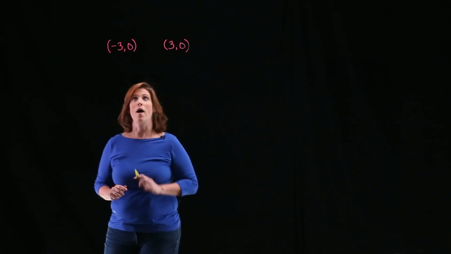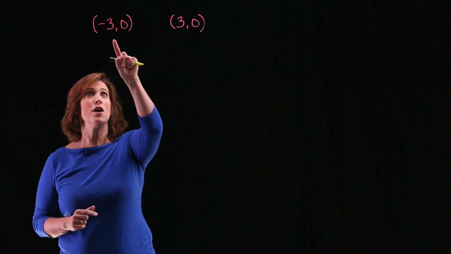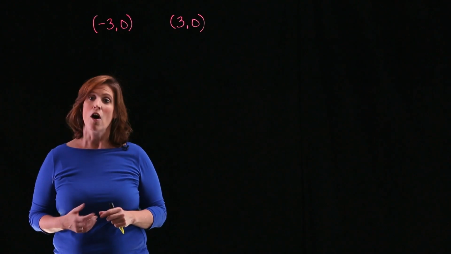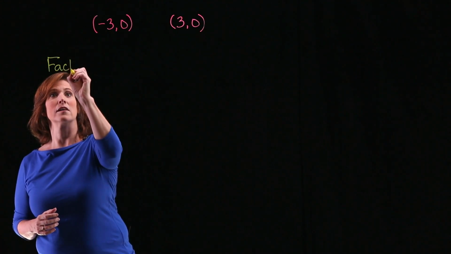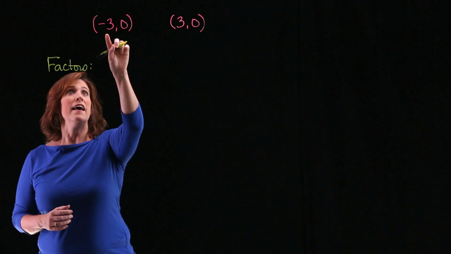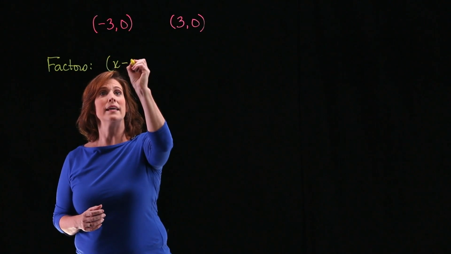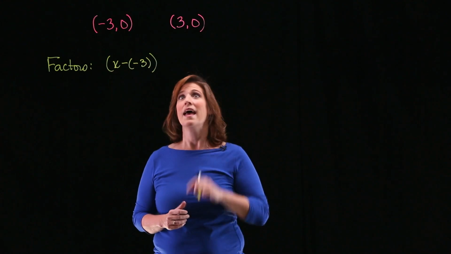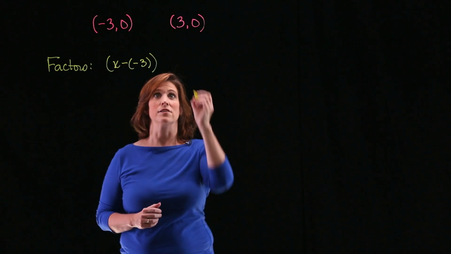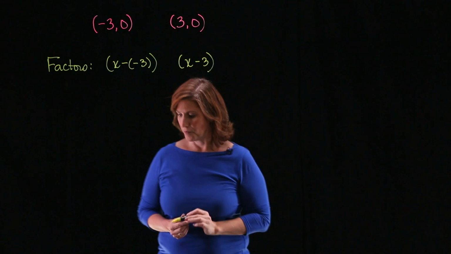Okay, so let's begin by taking a look at the factors that are required. I know that there's a relationship between the factors and the x-intercepts. And notice that the two points I was given are both x-intercepts. So let's take a look at the factors. If (-3, 0) is an x-intercept, then I know that x minus a -3 will be a factor for my function. And if (3, 0) is an x-intercept, I know that x minus 3 will be a factor.